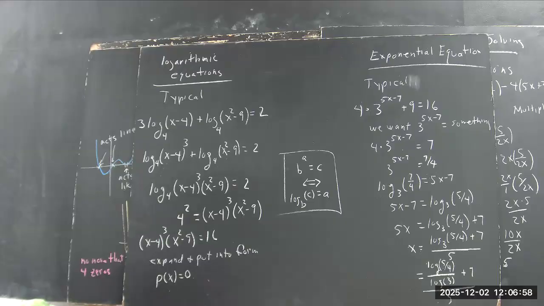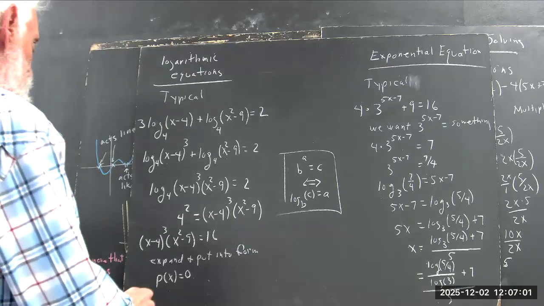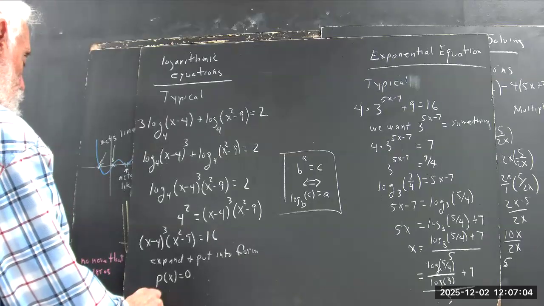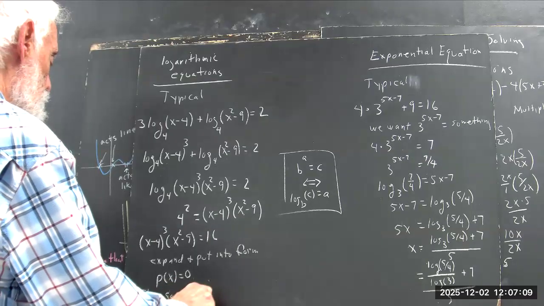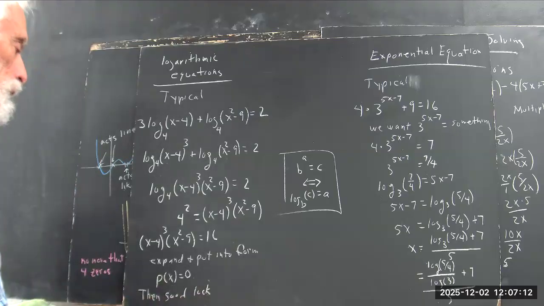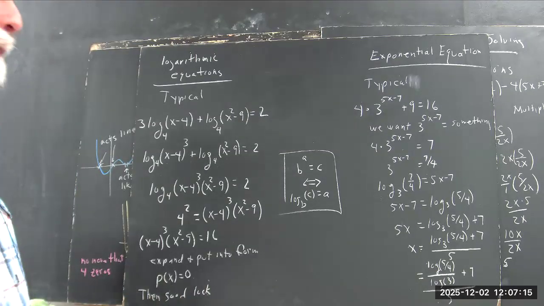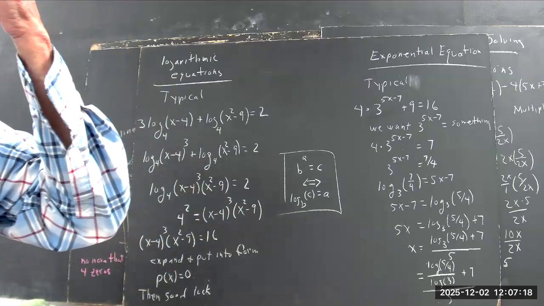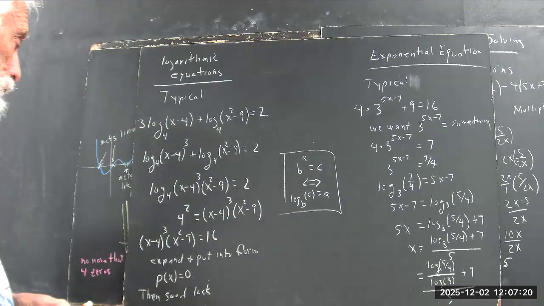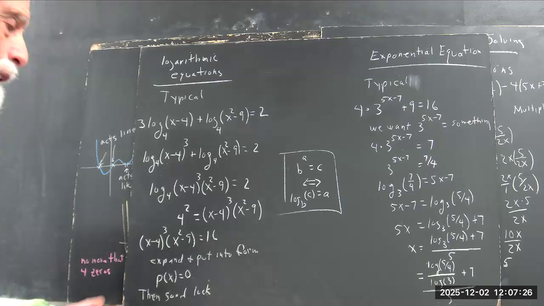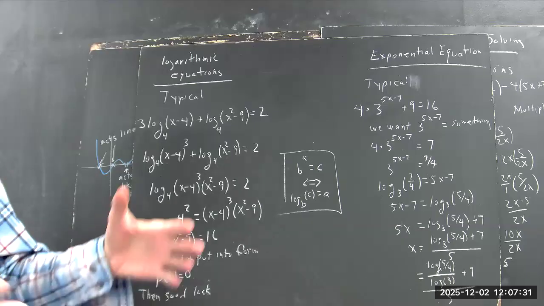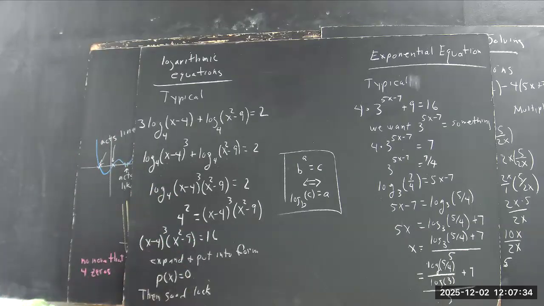Okay. Then good luck, because you're probably not going to be able to solve it. Okay. It's going to be a polynomial of degree 5. It's probably not going to have any whole number roots or even fractional roots. Probably going to have a bunch of irrational roots. Okay.